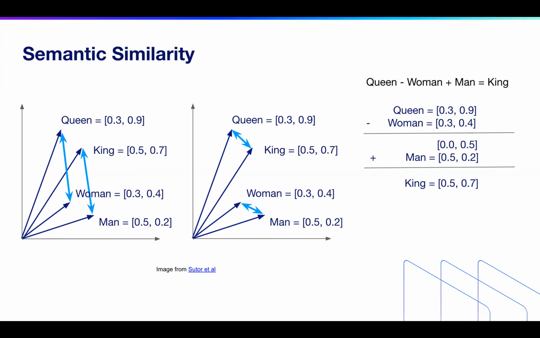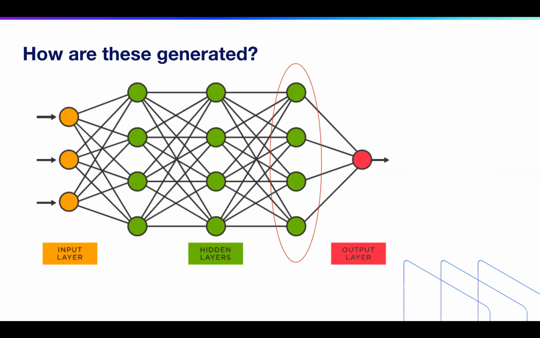So once again, this is a very toy example. Nobody ever works with two-dimensional vectors, but this will give you an idea of how semantic similarity works and how vector similarity search works. Also, I want to touch on that you're never going to use Euclidean distance in your vector similarities, but that's what I'm using here. So how are these vectors and embeddings generated?